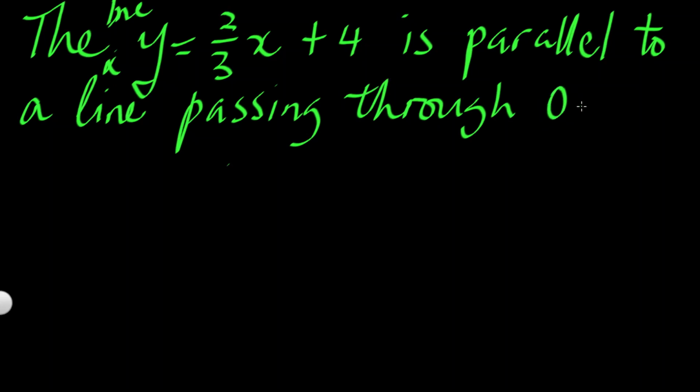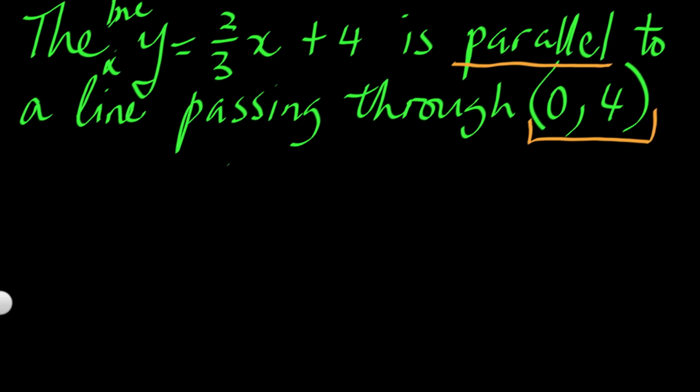Passing through (0, 4). So we have here a point on the line. This is a point on the line, and we are also given another line that is parallel to it. So we want to find the equation of the line that is parallel to this, and it also passes through this point. We want to find the equation of that line.